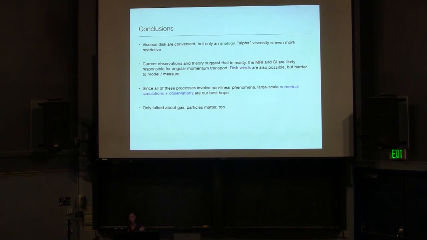And I'll just point out at the very end that so far I only really talked about gas fluid dynamics. I didn't mention particles at all. There are a lot of effects that are probably very important for the actual planet formation process that have to do with how the particles, these rocks, interact with the gas, and I haven't mentioned them at all, and I apologize. So I'm just going to finish up there, and if you have any other questions, thanks.